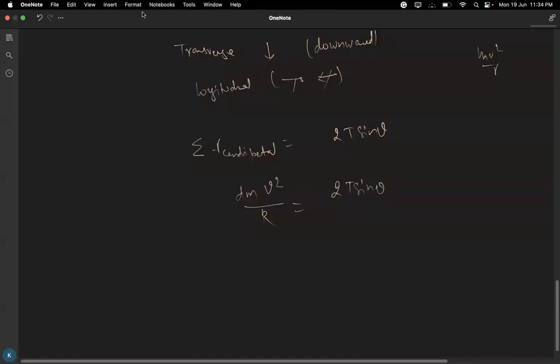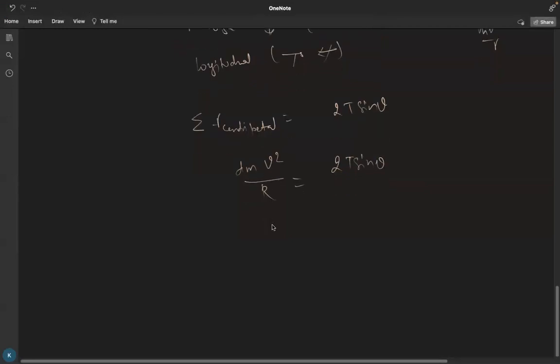So actually dm v square by r is equal to 2T sin theta, right? Now how can we write dm? The mass can be written as mass per unit length into the total length, so we can write mu into L. And from trigonometry we have the equation L is equal to r theta, where r is our radius and theta is the polar angle.